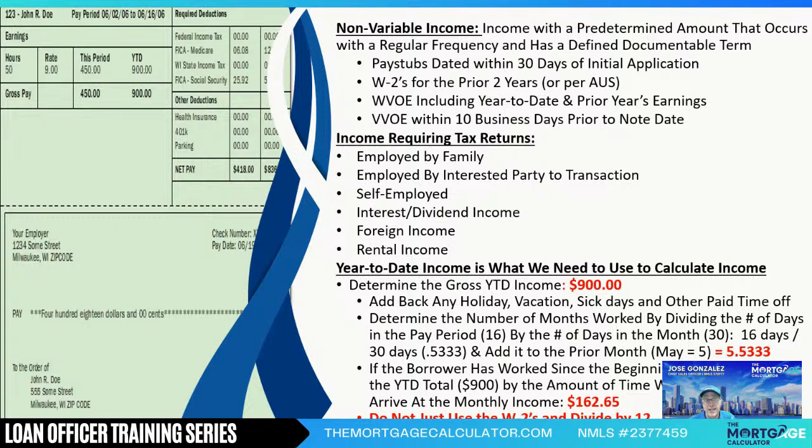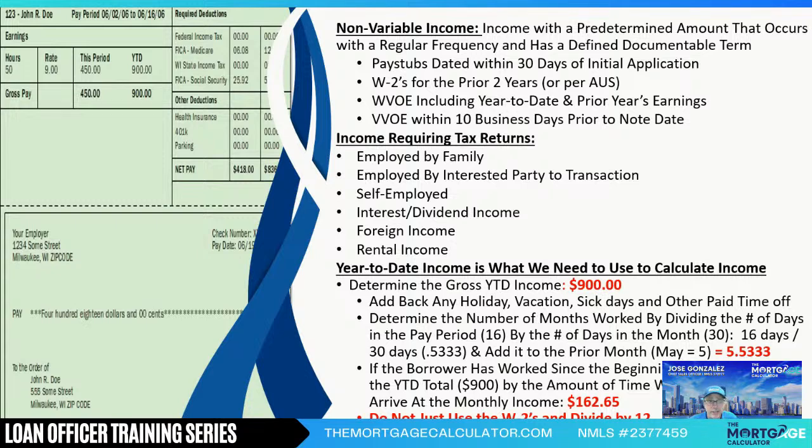So you have to get and add together the year-to-date earnings from their regular pay plus vacation, sick days, and other paid time off to get a total amount. And then you're going to take that total amount and divide it by the time that has elapsed.